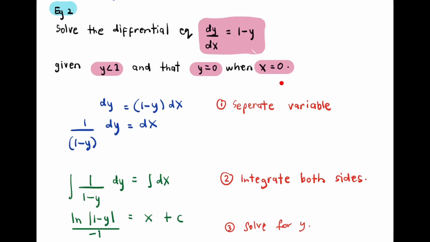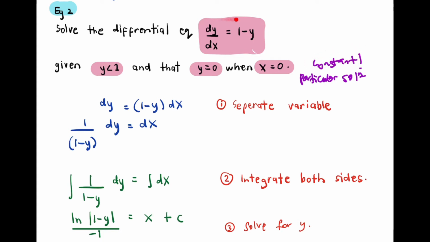What's the meaning of extra information? Extra information means that you will use this later on to find out the value of the constant, so that finally you will have a particular solution. You will not leave your answer in terms of a constant, you will find out the value of the constant.